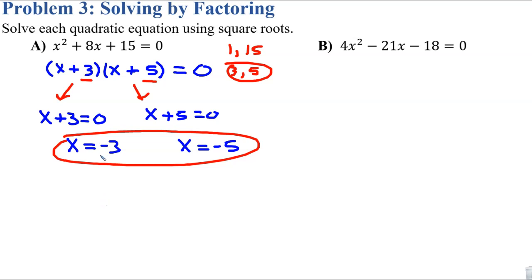Since it wasn't factored for us, it might not be a terrible idea to actually plug these back into the original equation and confirm that we do get that 0. We're not going to do that in the video here, but it's not a bad idea to do once you get to test time.